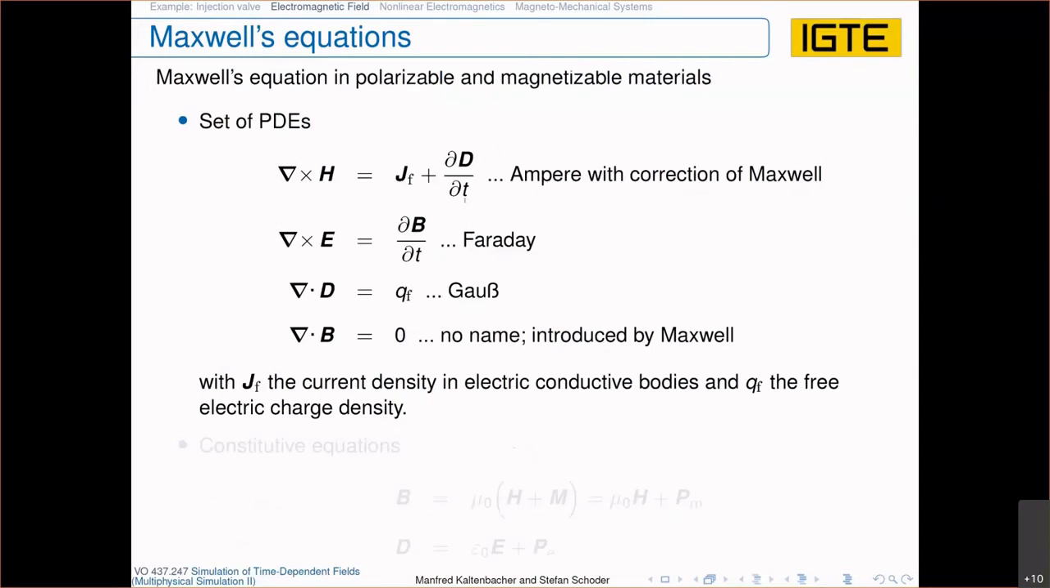When we have polarizable and magnetizable materials, then we introduce additional physical quantities, and that is D and H. And so in this sense, then we have this set of equations a little bit different as the equations before. We have the current density in electric conductive body, so having free charges, or possibility that the charges can move freely, and we have these free charges in the Gauss law. In order to get a set which you can solve, we need additional constitutive equations, and these are here, as you can see. The magnetic flux density can be described by H plus the magnetization, or if you combine the permeability of vacuum and the magnetization by the magnetic polarization vector, and very similar to the electric field where we also have an electric polarization vector.